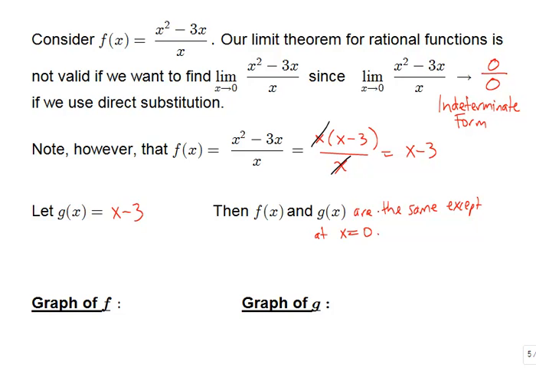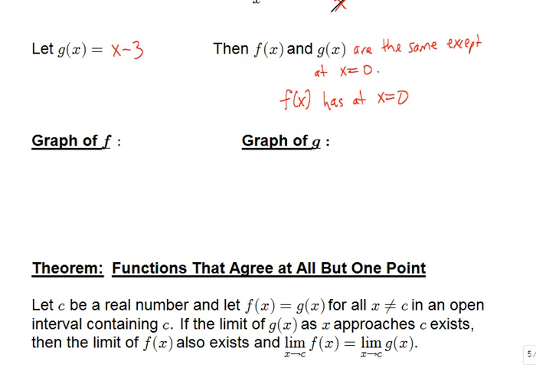And we have talked about this before in a previous lecture. When you have problems like this that reduce, you have in the original graph of f a hole showing up at x equals 0. So f of x will look exactly like g of x, but f of x will have a hole at x equals 0. So let's draw these two graphs so that we can see.